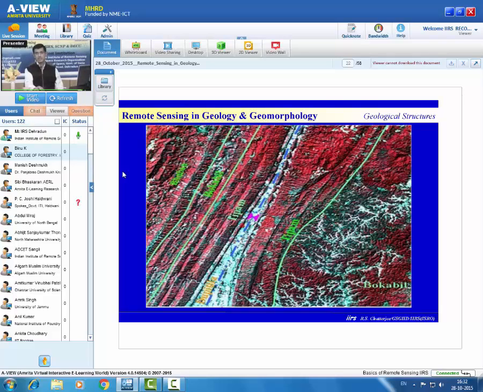This is a satellite image from the northeast. You can see the rock formations like Tipam, then Bokabil, then there is Bhuban.